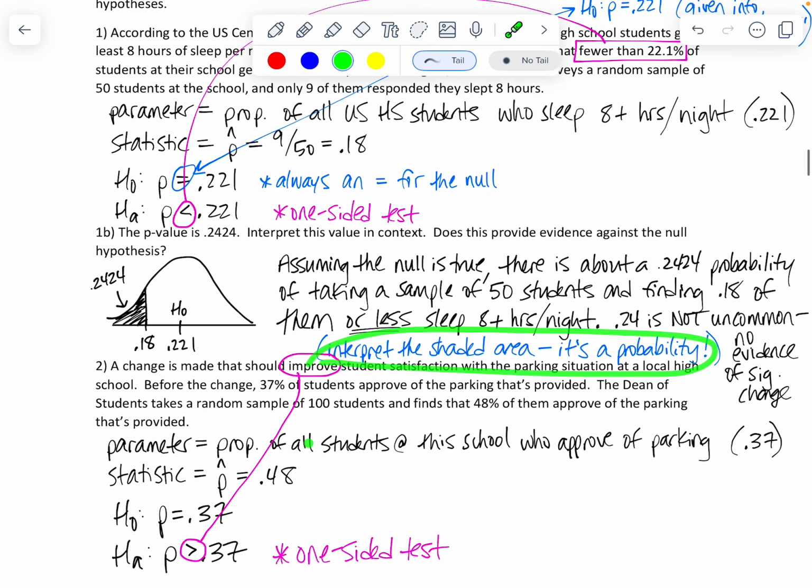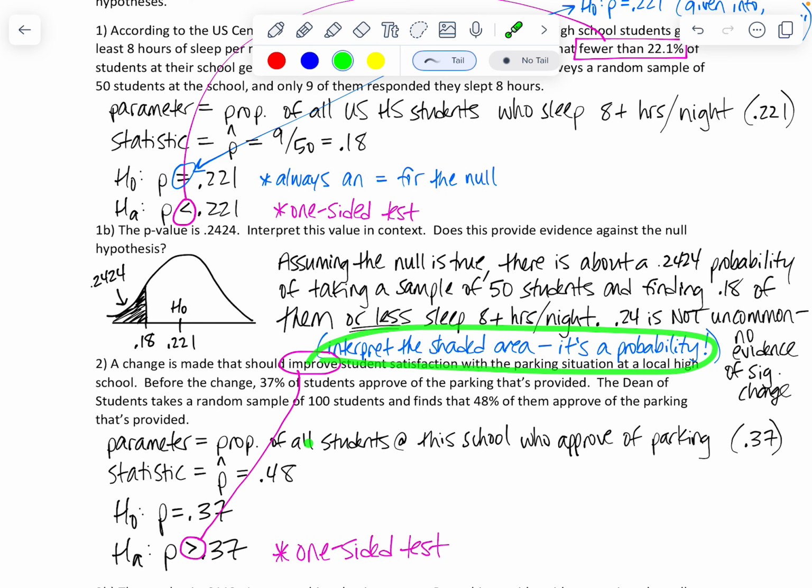Let's try another one. A change is made that should improve student satisfaction with the parking situation. I wonder how many of you have a parking pass and are you satisfied with the availability of the parking pass? Okay, so before they decide to change the rules, 37% of students approve of the parking that's provided. There is my null hypothesis. We have an assumption before the change. We have a baseline.